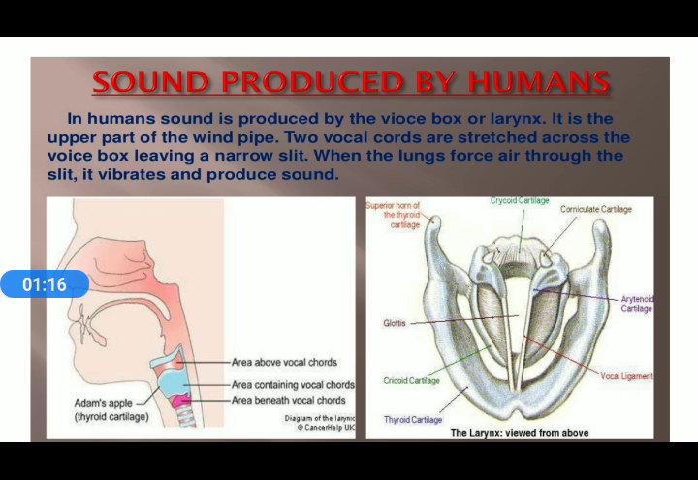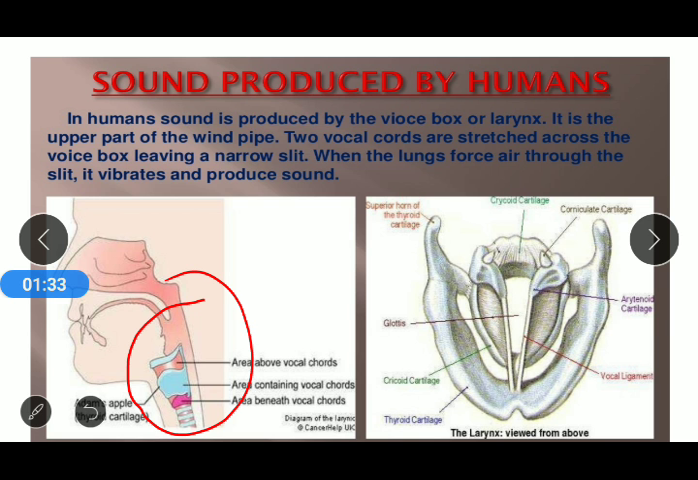To understand better how humans produce sound, a figure has been given to us. In the first picture, you are given a voice box, which is also called the larynx. That is the side view of the larynx or voice box. In the second picture, it is a top view of the larynx or voice box.